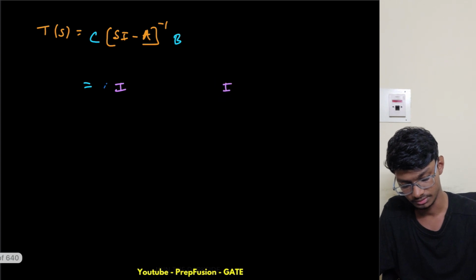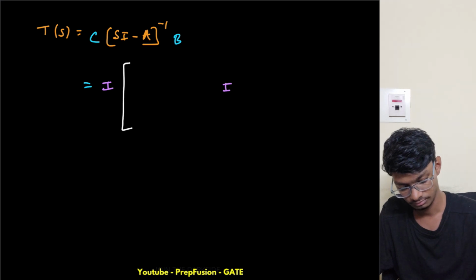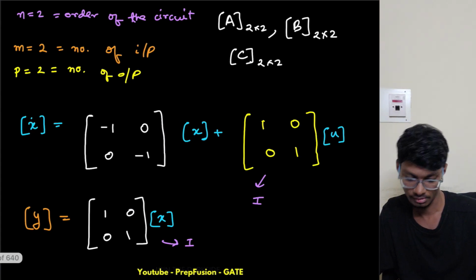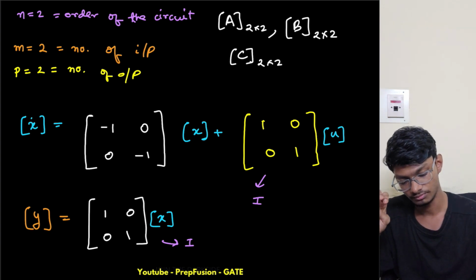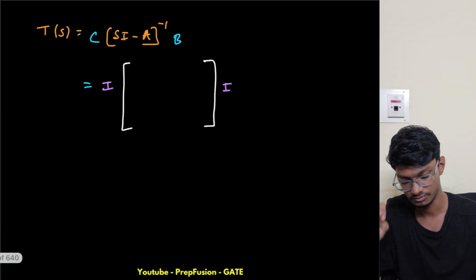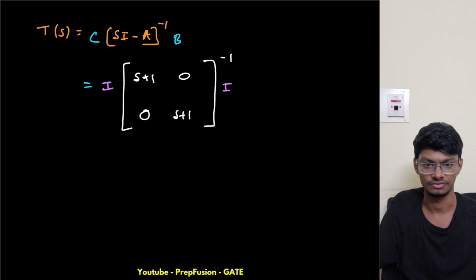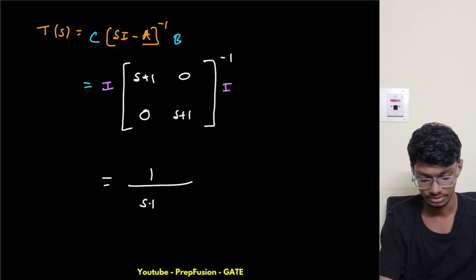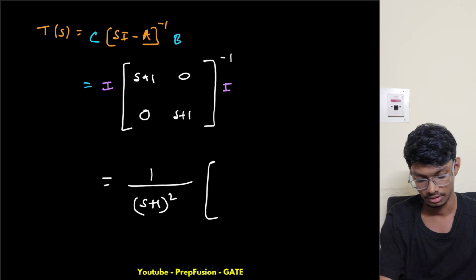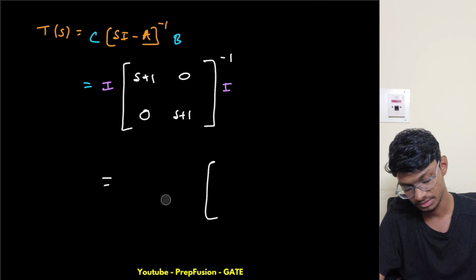So (sI minus A) inverse basically: sI is this one only, and minus A, so this is s plus 1, 0, 0, s plus 1, inverse, right? And this I is just 1, so I can ignore it. So this becomes the adjoint divided by the determinant, which is (s plus 1) whole squared, and this will get swapped. Okay, and this is a diagonal matrix, so it will be simply 1 by s plus 1.